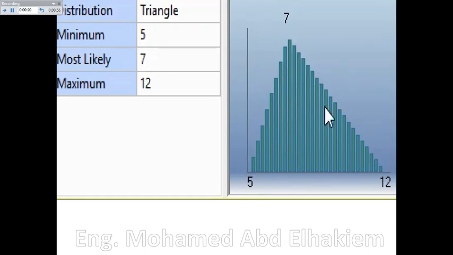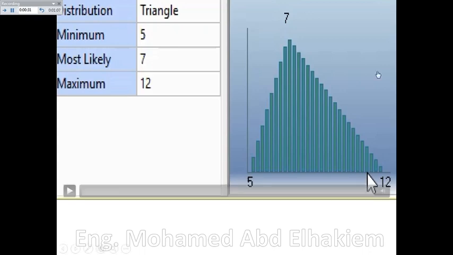This is because a lot of tasks cannot physically be completed in less than a certain duration, but all tasks can generally be delayed for any number of reasons. This leads to the minimum duration being closer to the most likely than the maximum duration. The mean value of a triangular distribution is given by minimum plus most likely plus maximum over 3.